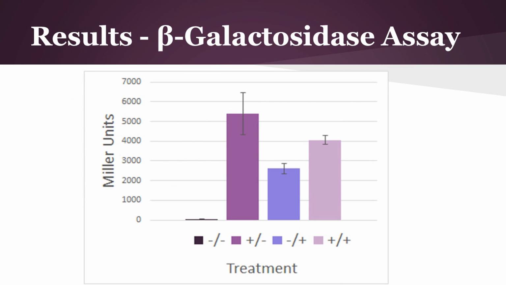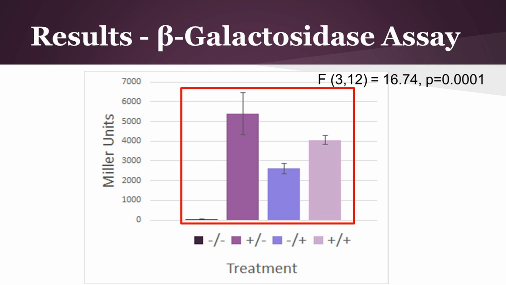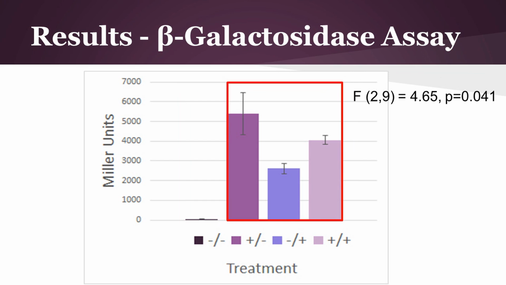This graph displays the results for our beta-galactosidase reporter assay, with error bars representing plus and minus 1 standard error of the mean. Again, the x-axis represents treatment group. From left to right, we have our negative control, our treatment with just wild-type alpha factor, with just the mutant DES1 alpha factor, and finally with both wild-type and mutant DES1 alpha factor. The y-axis represents Miller units. Overall, we found that beta-galactosidase activity depends on treatment group, as evidenced by a comprehensive one-way ANOVA.